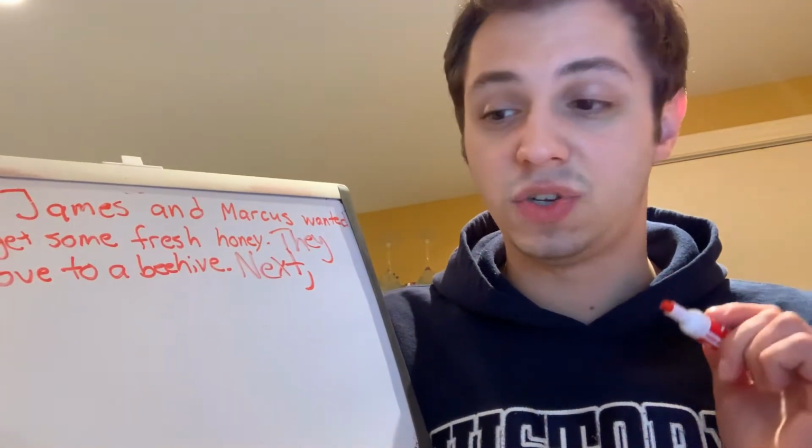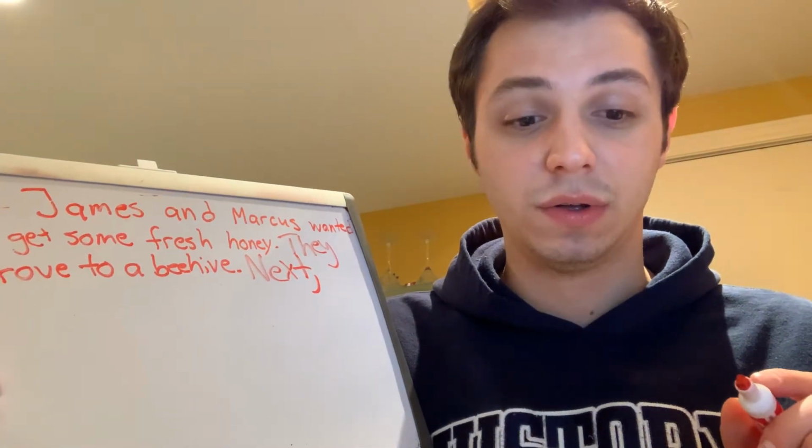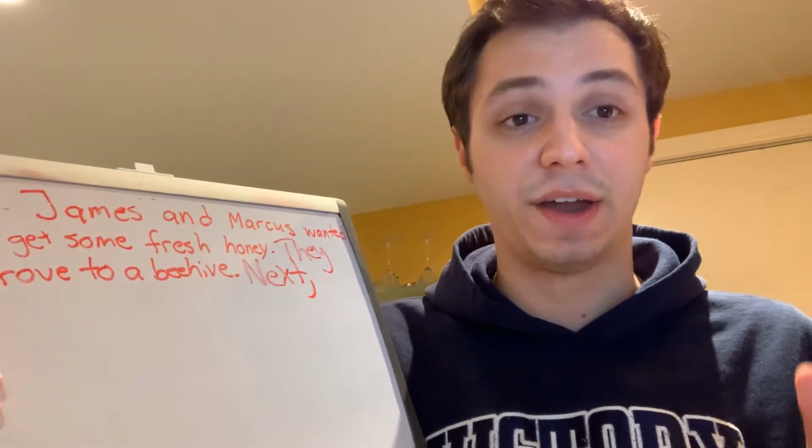Next, let's try to describe what James is doing. So James had to get his ladder, and then he had to bring it to a tree, and he climbed it. So we can write, Next, James got a ladder and climbed it to get to the beehive.